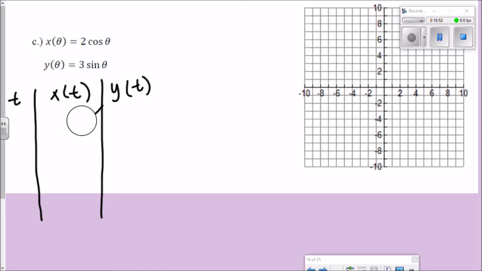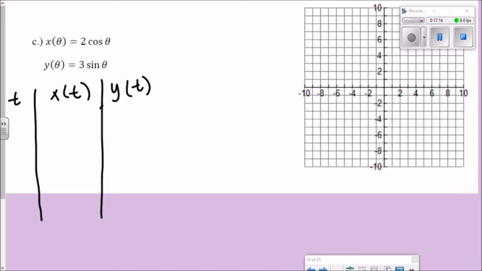They're cosine and sine, so I'm not going to choose difficult t-values. I mean, if you get to choose whatever t-values you want, make them nice ones, right? So I'm going to start with 0 and go all the way to 2 pi. Those aren't all the possible thetas, but that should run through the entire unit circle.